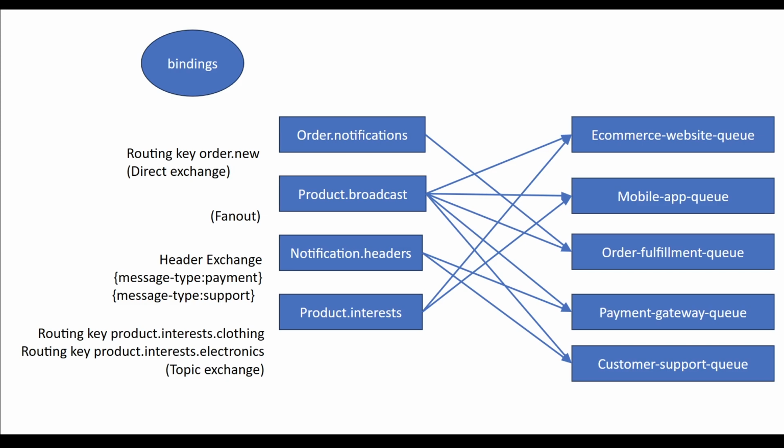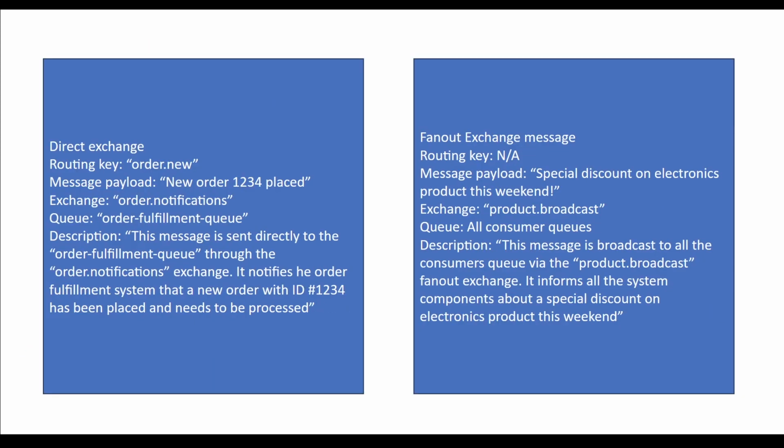And talking about consumer queues, as we can see, the e-commerce website queue will be for the e-commerce website in PHP, as I have shown in the earlier video itself. The second one will be the mobile app queue, for the mobile app in Java. Then we'll be having the order fulfillment queue for the order fulfillment system, which we are just assuming might be based on Python. Then we have the payment gateway queue for payment gateway integration, and it might be made using C#. And we have the customer support queue for the customer support system, which will be using Ruby.